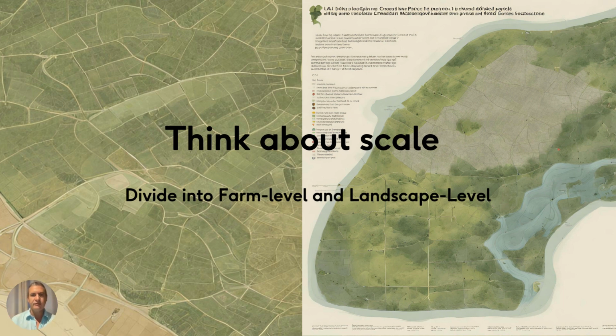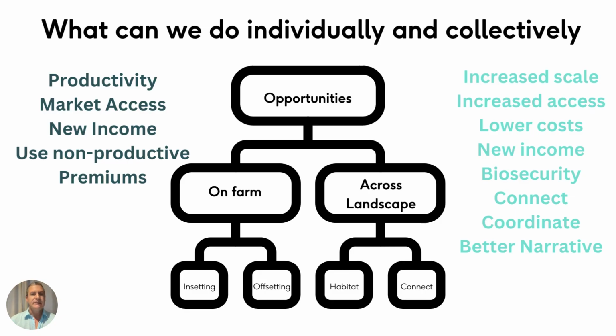So the farm level: what's the profitability, the regenerative impact, both economic and environmental at a farm level and at a landscape level. So, thinking about opportunities on farm, you're looking at things that will increase productivity and market access and maybe generate a premium. You're looking at ways of using non-productive areas to become productive and generate an income stream.